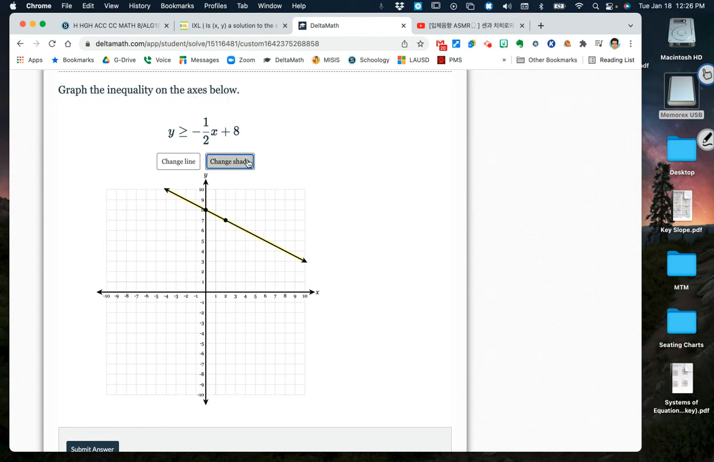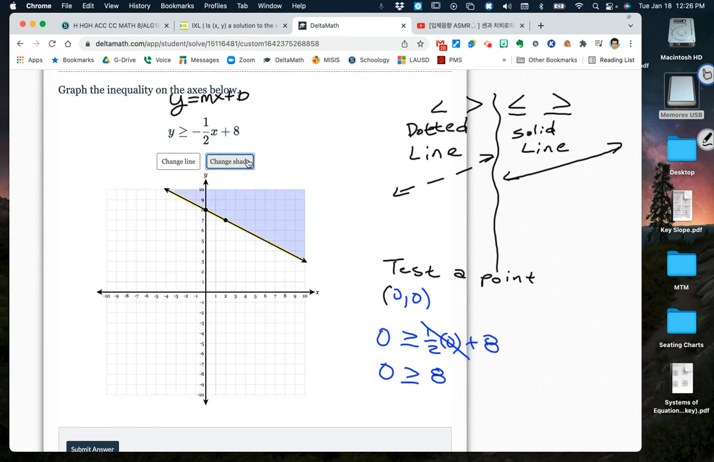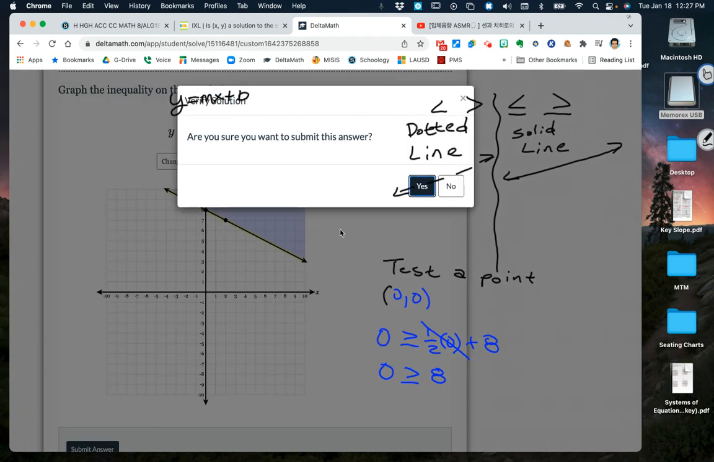Okay, so let's make sure we got our shading. We don't want that one. Click it again. We want that one. Any questions? Okay, so make sure you have that and submit the answer. Graph the line, make sure it's a solid line, and you want the shading in this region. And so you can see there's an infinite number of answers, right? Any point on the line or in that shaded region that goes on expanding forever is a solution. All right, let's try another one.